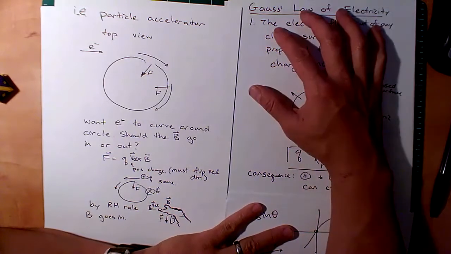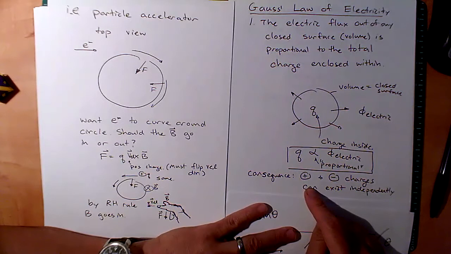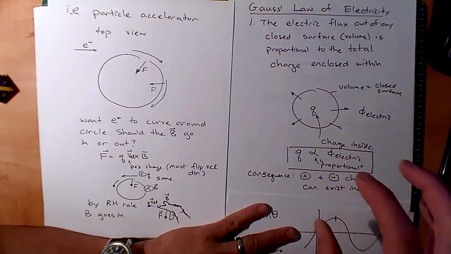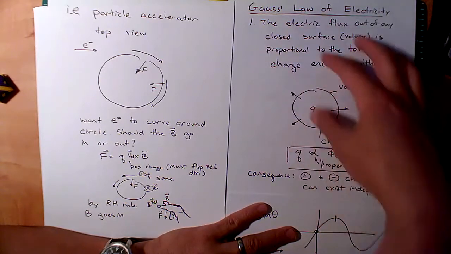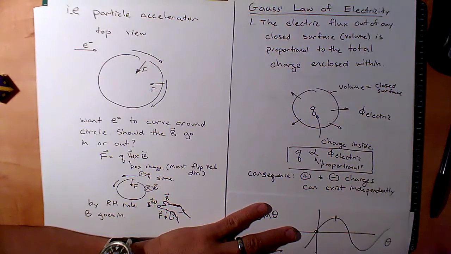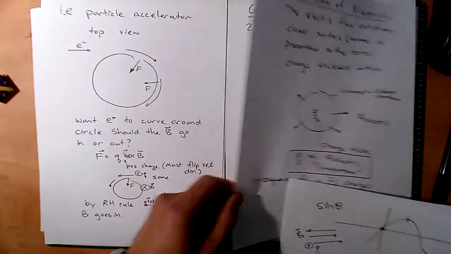What this is stating in a nutshell is that you can capture charge. Positive and negative charges can exist independently. That's kind of the byproduct of what this is saying. This is a very general way of saying this, all right? Okay, so that is a summary of Gauss's law for electricity, all right?